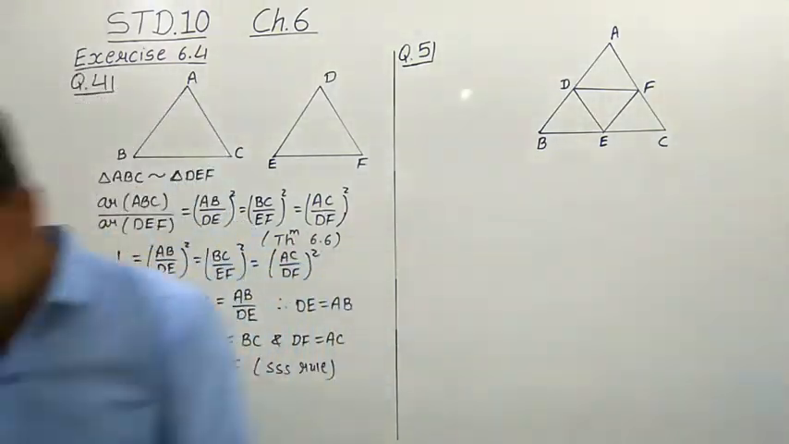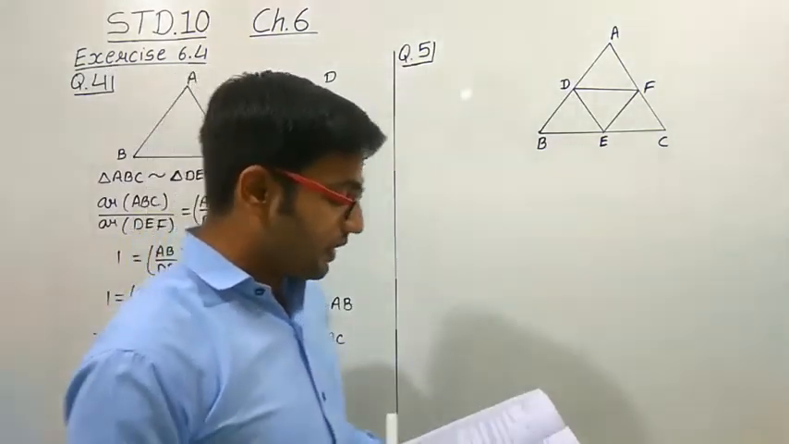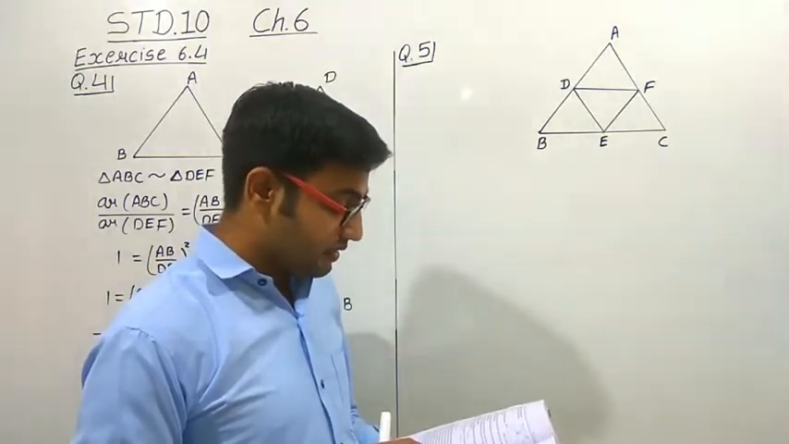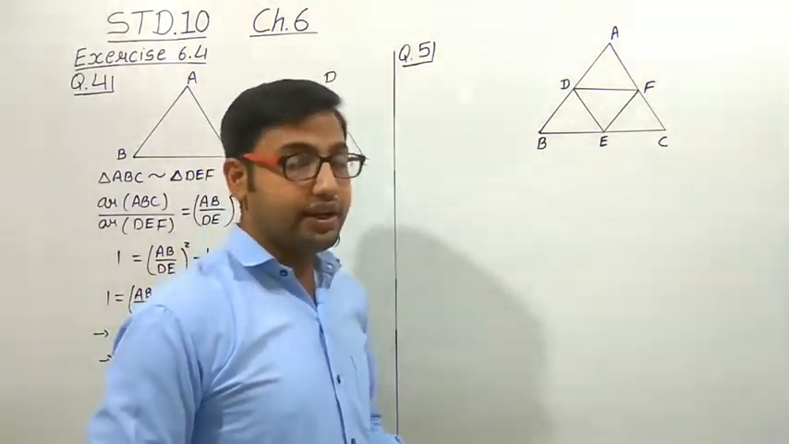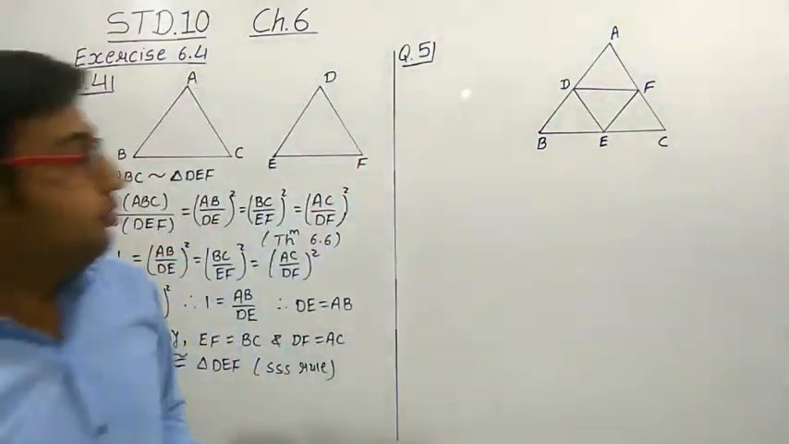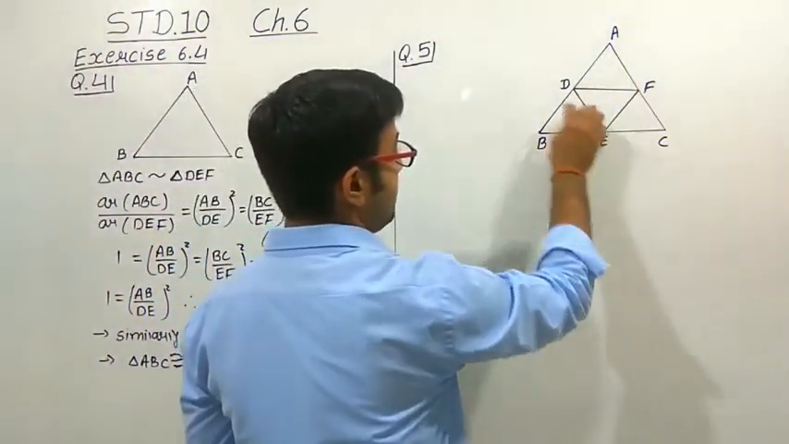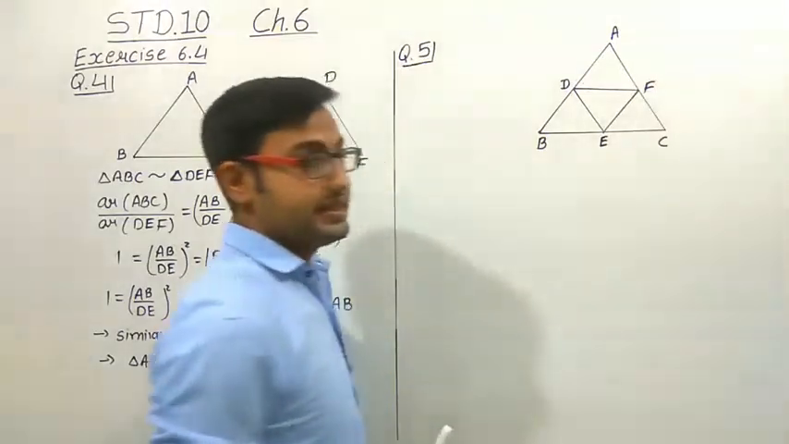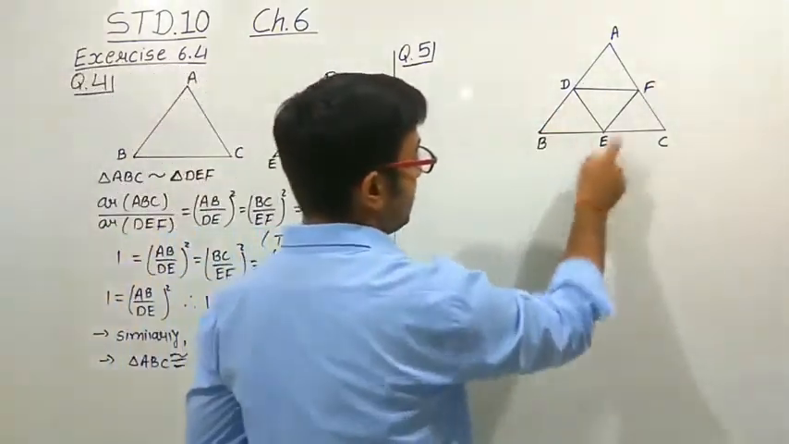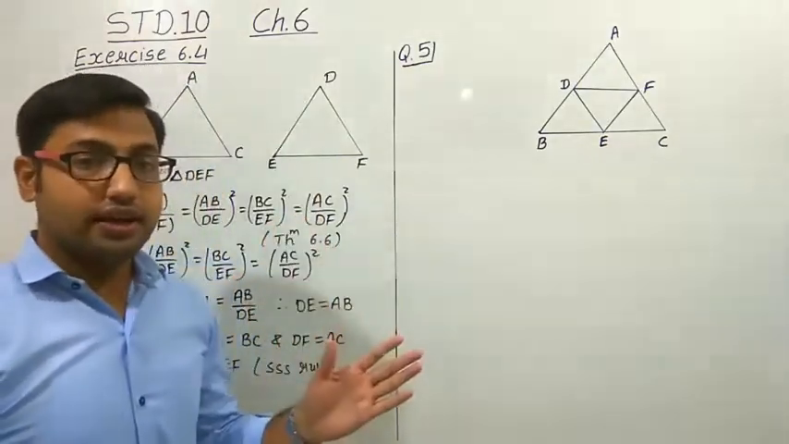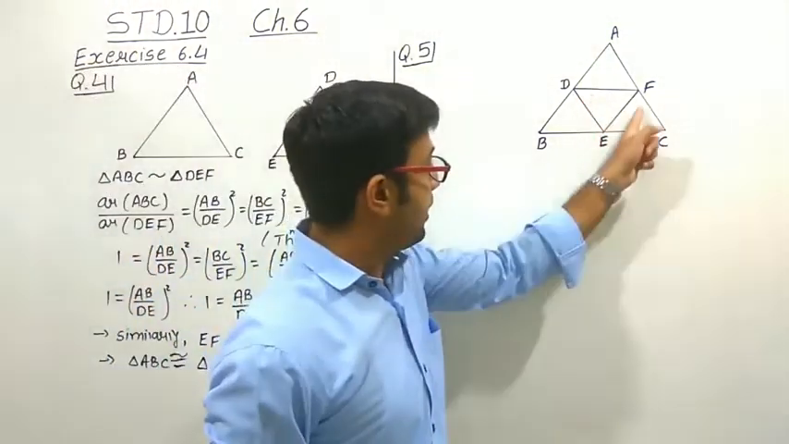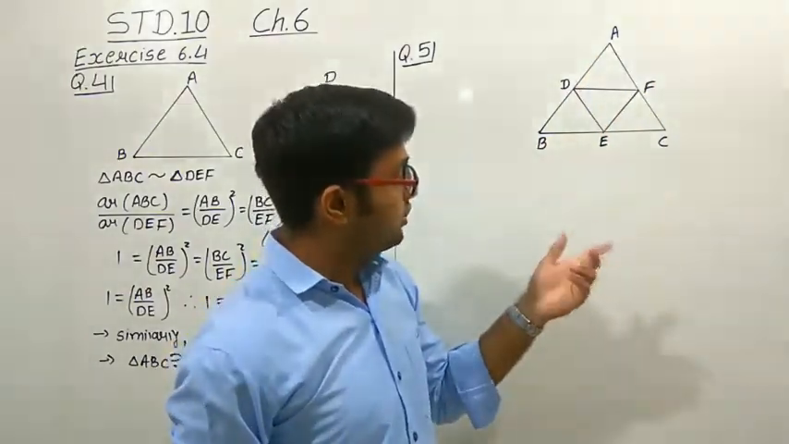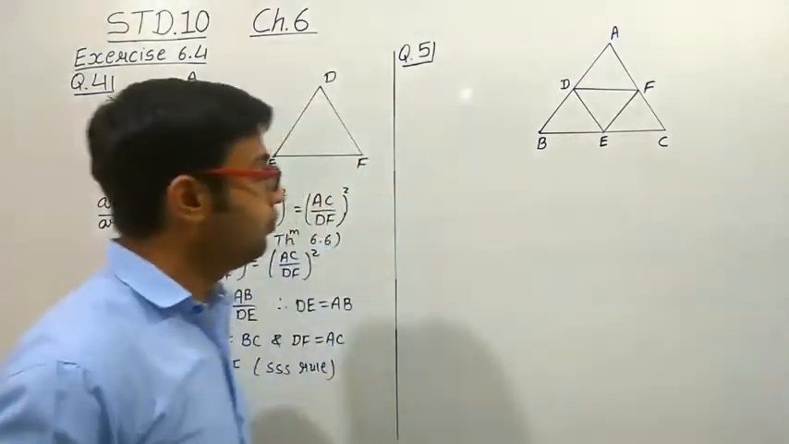The question is, D, E, F are respectively the midpoints of sides AB, BC and CA of triangle ABC. Find the ratio of the areas of triangle DEF and triangle ABC. Here we have triangle ABC. D is the midpoint of side AB, E is the midpoint of side BC and F is the midpoint of side AC. So we have to consider two triangles, DEF and ABC, and find the ratio of the areas of both the triangles.